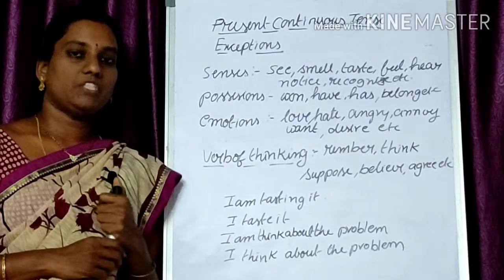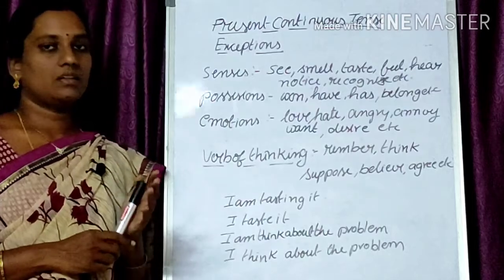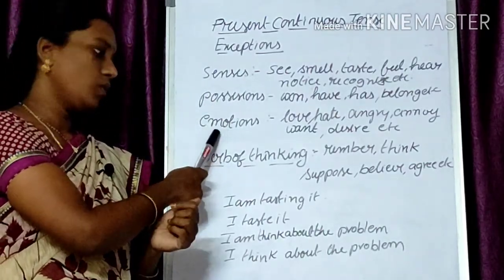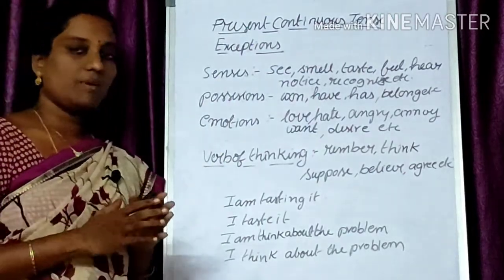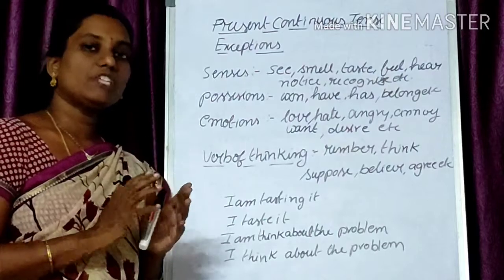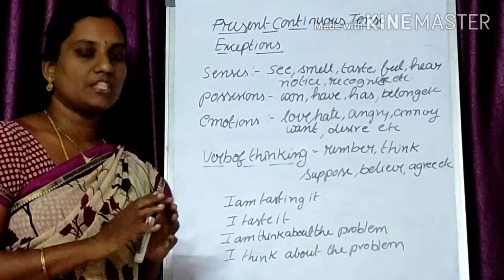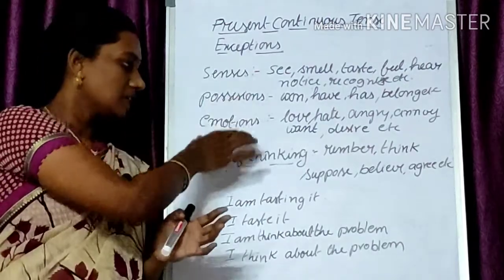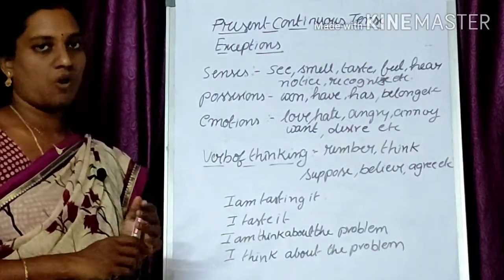There are some exceptions for present continuous tense. Those are senses, possessions, emotions, verbs of thinking. Exceptions means nothing but where we should not use the ing form, that is the continuous form. That's why in these four things we should not use the ing form.